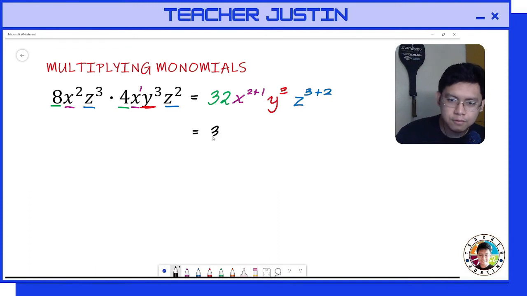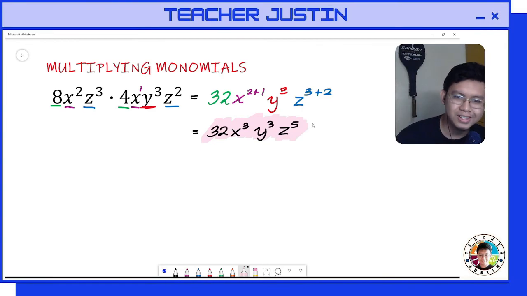Okay, now let's simplify our exponent. So we will have 32 x raised to 3 plus 1, that is 3, y raised to 3, and z raised to 3 plus 2, that is 5. So our product of these two monomials will be 32 x raised to 3, y raised to 3, z raised to 5. And that will be our final answer. Ta-da! Alright. And that is it.